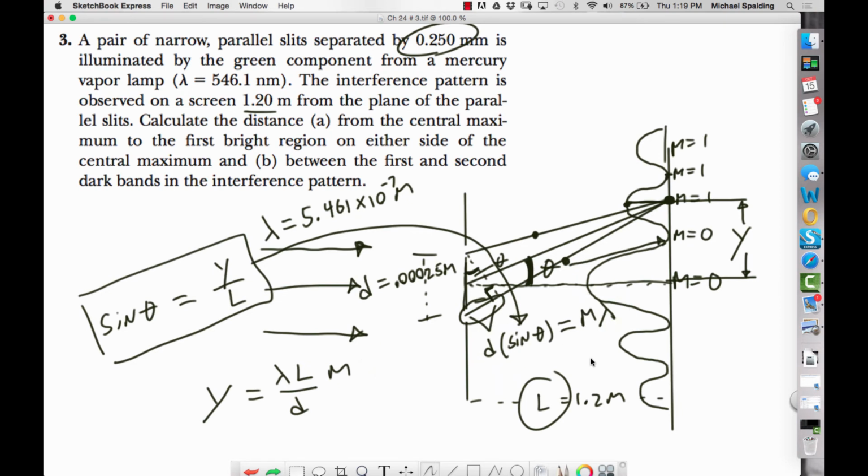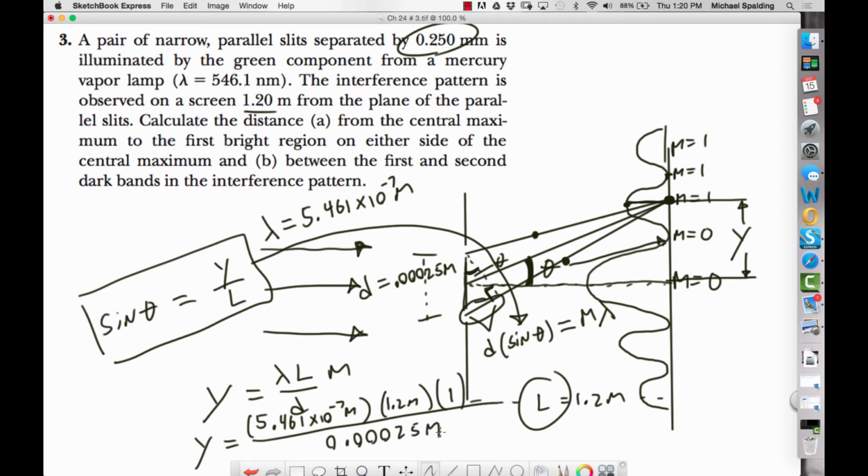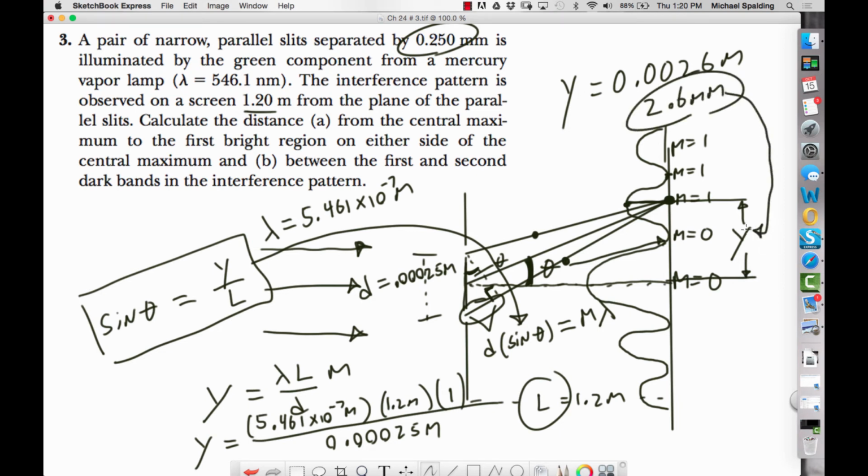So here's our equation. To find out this value y, we plug in. Just make sure the units are all the same. The wavelength is 5.461 times 10 to the negative 7. L is 1.2 meters. Our m is 1 because they told us the first bright spot. And then d is 0.00025. This comes out as y equals 0.0026, which is the same thing as 2.6 millimeters. So that is the answer for the first bright spot.